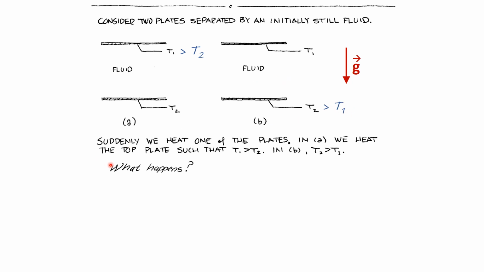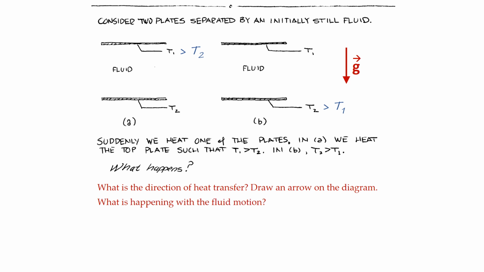So I'm asking you to tell me what happens in these two different cases. Does the same thing happen or not happen? Specifically, I'd like you to try to do the following. I would like you to tell me what the direction of the heat transfer is in the fluid and draw an arrow on the diagram that shows that. The next thing I want you to do is tell me what's happening with fluid motion. Is it up, down, left, right? Not at all? I'd like you to next tell me, based on the previous answer, what the mode of heat transfer is in case A and case B.